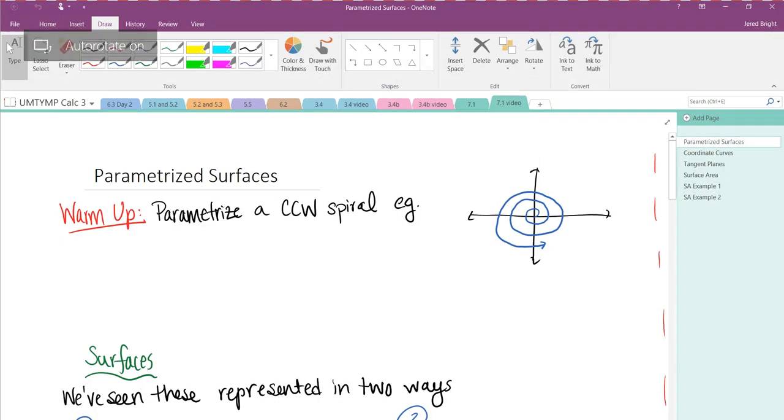In this video, we're going to talk about parameterized surfaces, but to begin, we want to remember how to parameterize. Not that we don't do it on every single instance possible, but we're going to parameterize this counterclockwise spiral. Okay, so I have a little drawing of this, and again, know that parameterizations are not unique, but I want you to develop a parameterization. So pause the video, try it out.